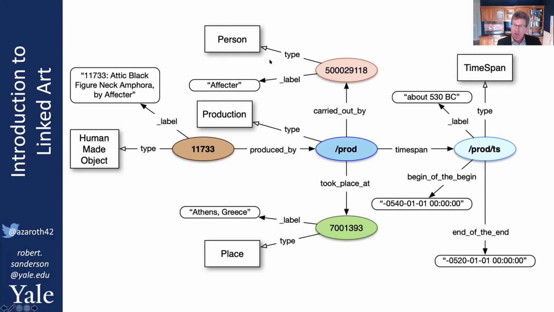So now we've sort of zoomed out to the activity-centered pattern of what happened: the activity, who did it, when they did it, where they did it, and what did it affect. In this case, it produced the object.